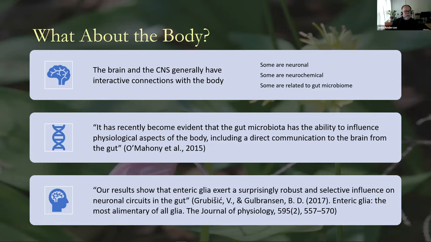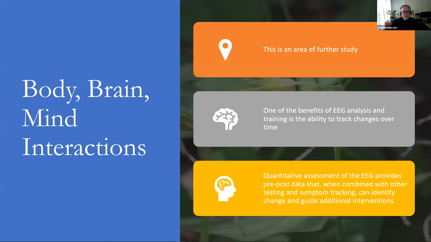So of course, the brain and the body interact through the microbiota, the microbiome in the gut, and also through the glia. The glial system in the gut facilitates activity that produces neurotransmitters, neurochemicals that facilitate activity in the brain. There's a lot of new research in this area, and that's ongoing. A lot of it is being coordinated with EEG assessment, because one of the benefits of EEG analysis is the ability to track the changes over time. As I showed you, the pre and post assessment of the quantitative EEG showed the changes over time.